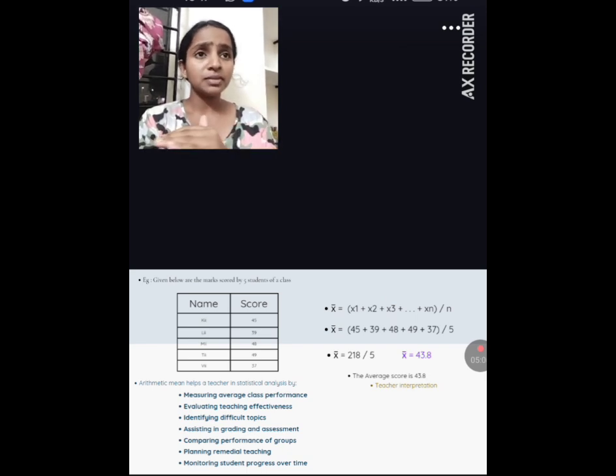So mean will give the average class performance. If a teacher is handling 2 classes, then the teacher can measure the average of different classes. Like one class is having a good average. Good average means good progress. A low average means low progress. So the teacher can measure that.